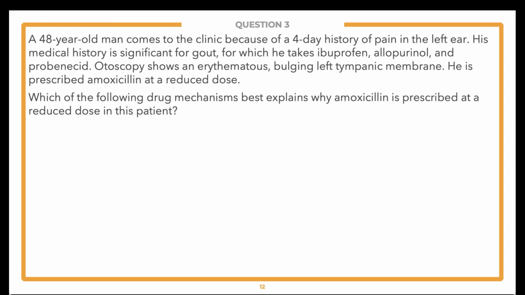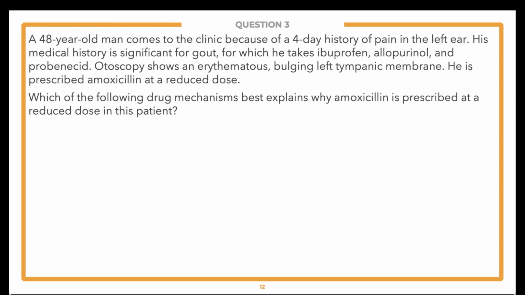And again, what we're going to do, we've got those answer choices covered up, and we're going to start with the lead-in. Which of the following drug mechanisms best explains why amoxicillin is prescribed at a reduced dose in this patient? Okay, you've taken a look at the lead-in here. You kind of understand what we're looking for. We're dealing with amoxicillin. And we're ready to move to the vignette.